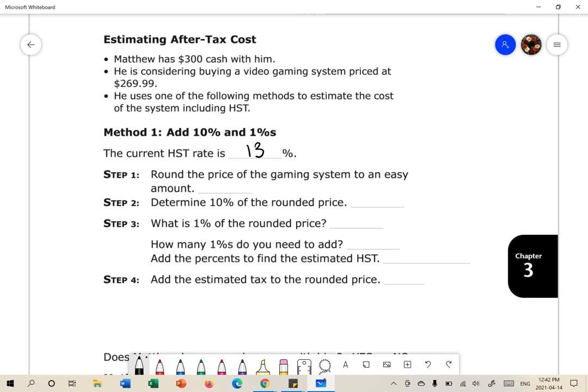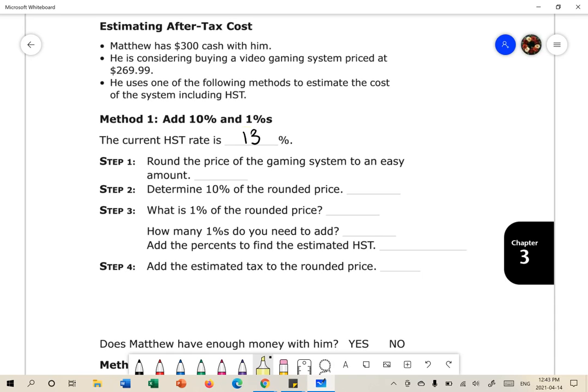So in method 1, you're going to add 10% to the before tax cost, and then you're going to add 3 1%. So the 10% and the 3 1% together would total to 13%, which is the HST amount. In step 1, we are to round the price of the gaming system to an easy amount. So it's for sale for $269.99. I'm going to round it up to the next whole $1, which is $270.